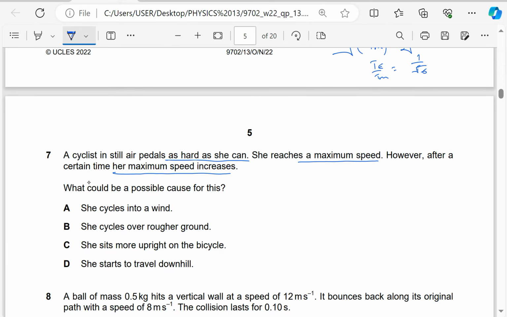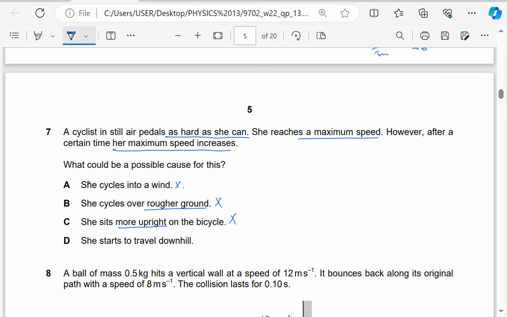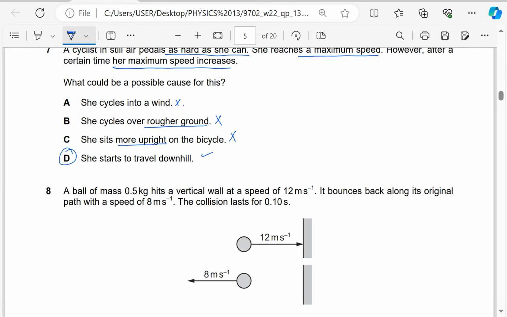She cycles into wind. Of course, wind would reduce the maximum speed. She cycles over rough ground. Friction would reduce the maximum speed. She sits more upright on the bike. Of course, sitting more upright would increase air resistance, which would reduce the maximum speed. Perhaps she starts to travel down the hill. Of course, if she's descending down the hill, the maximum speed should therefore increase. So the answer is going to be D.